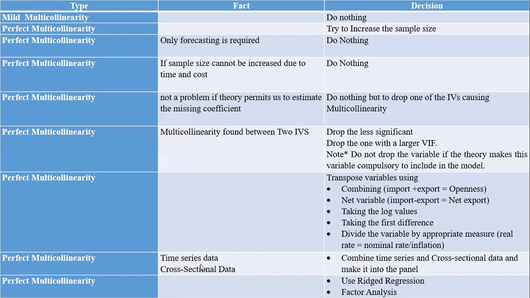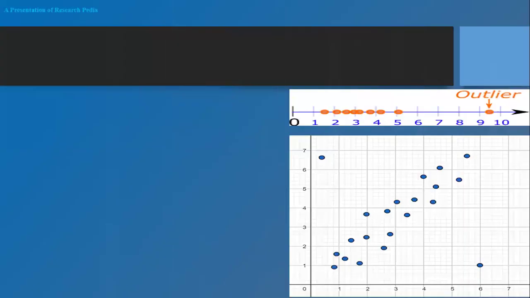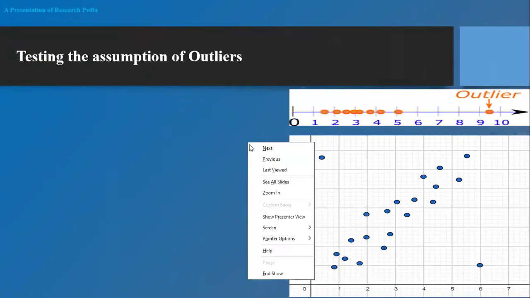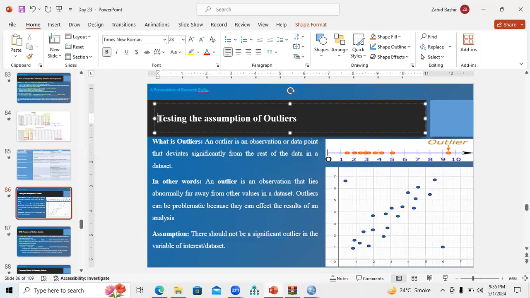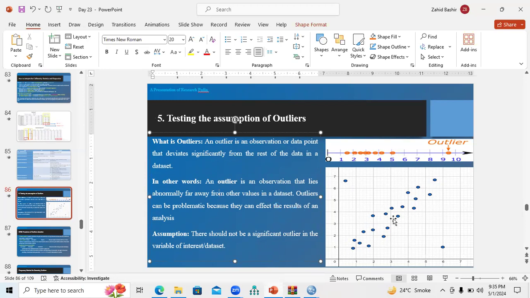If you are using time series data or cross-sectional data, you can combine them to make it panel data. So there are a lot of techniques that you can apply in case you found some multicollinearity issue in your data. There are a number of procedures that you can apply with this data. So the next assumption is the outlier assumption. That is the fifth assumption here. Fifth assumption, outlier assumption. So what is this assumption?